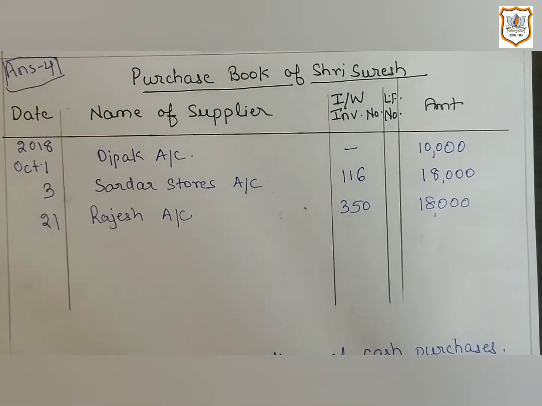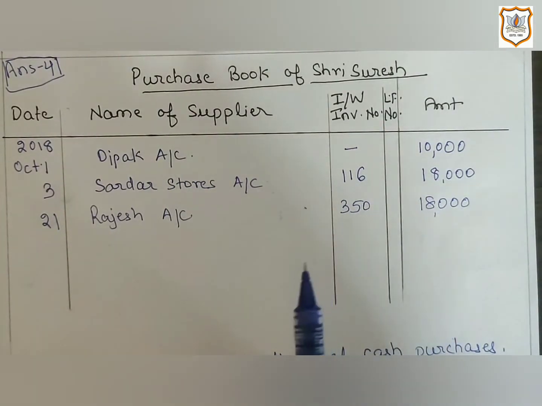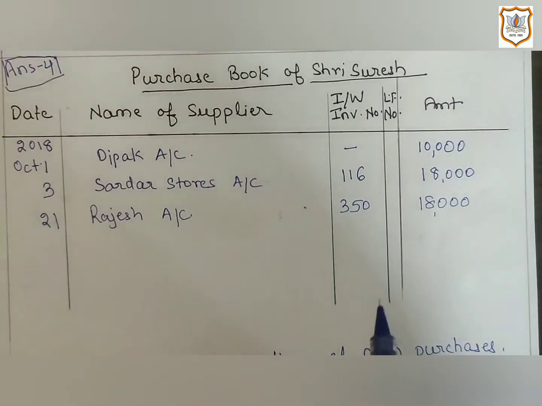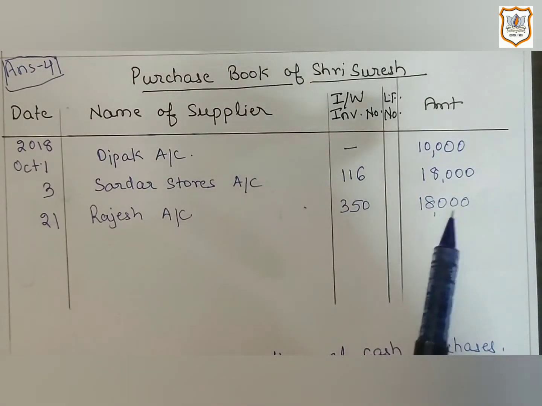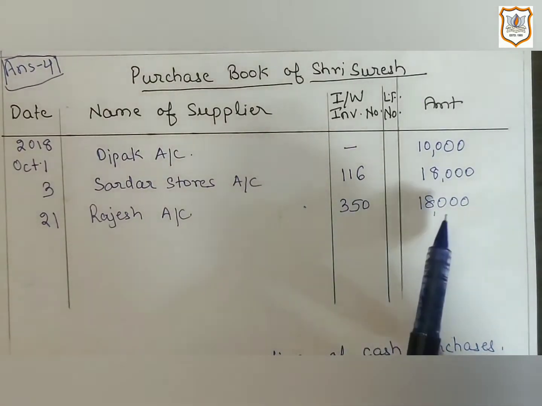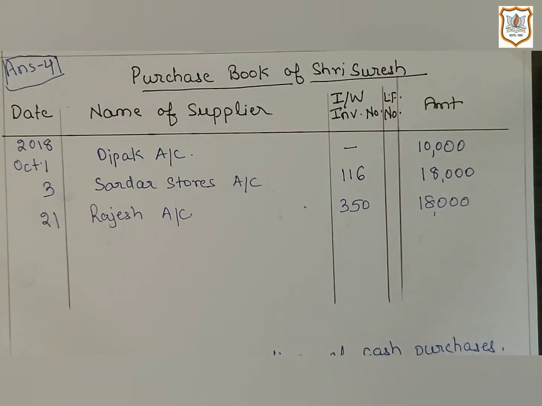Here we will not add 1,000 in this amount, because 1,000 is for railway freight. So we will not include that amount here. We will only write 18,000, the amount of goods purchased. Now next transaction, date 24th. Purchase goods of rupees 14,000 at 5% cash discount.